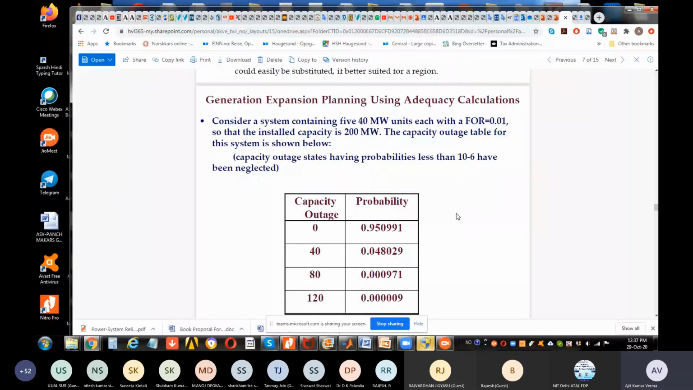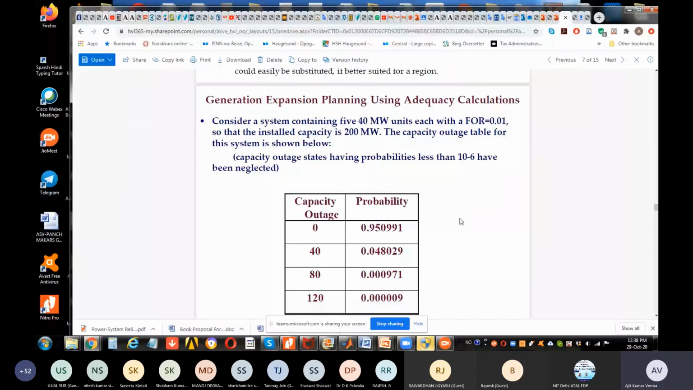Because if there is no power supply, there is no development, there is no growth as well. And therefore a lot of livelihood and a lot of life in and around residential and commercial areas depends upon power generation. And therefore there has to be planning for how to expand the power supply, and therefore generation expansion planning using adequacy calculations. So we'll see some examples, and probably you can figure out most of the theory yourself. There are so many things to tell related to this, but I'm going to confine myself to the calculations, how they are carried out, which can become the basis for planning.